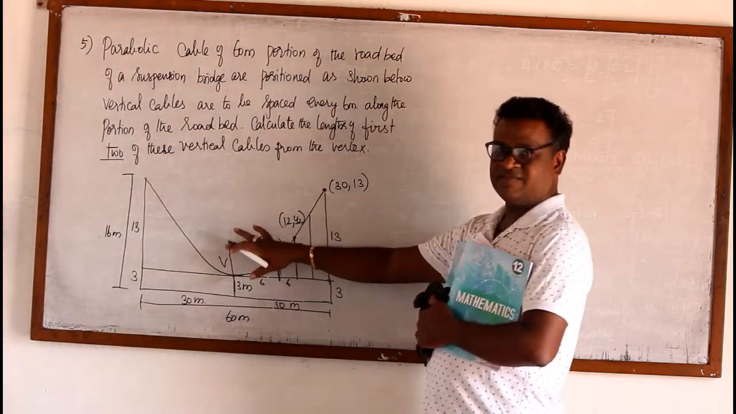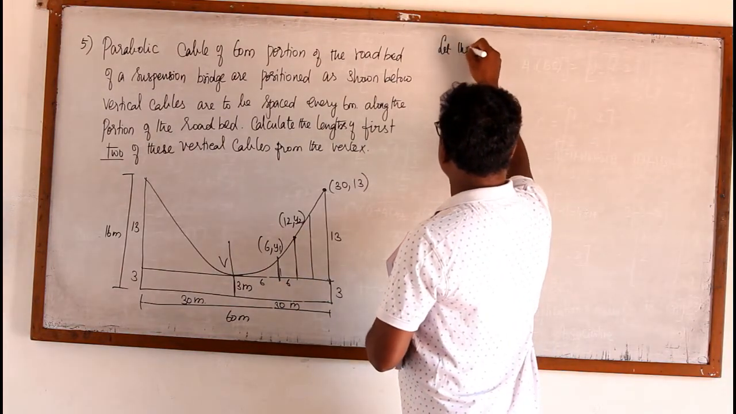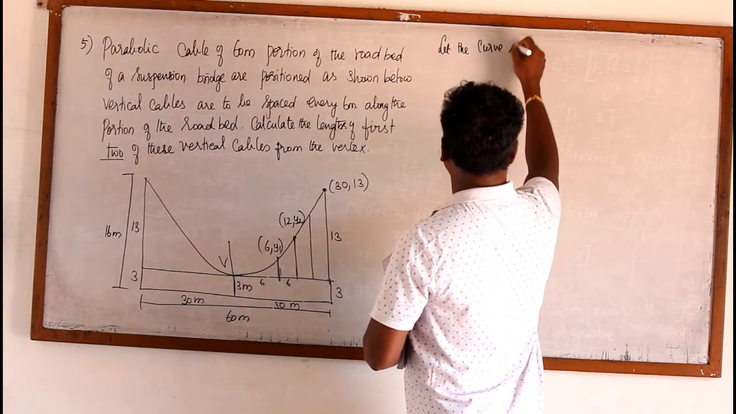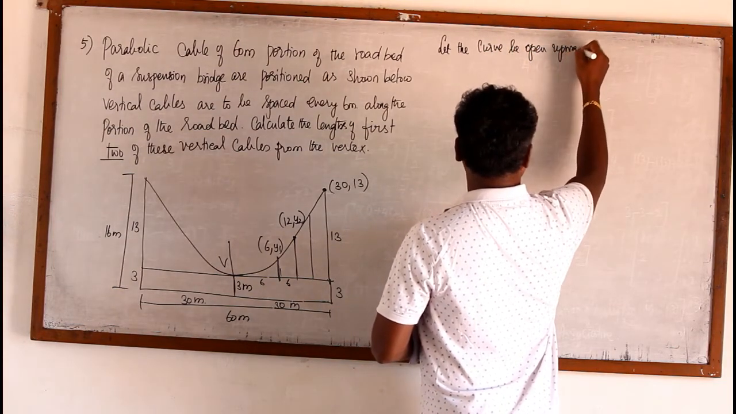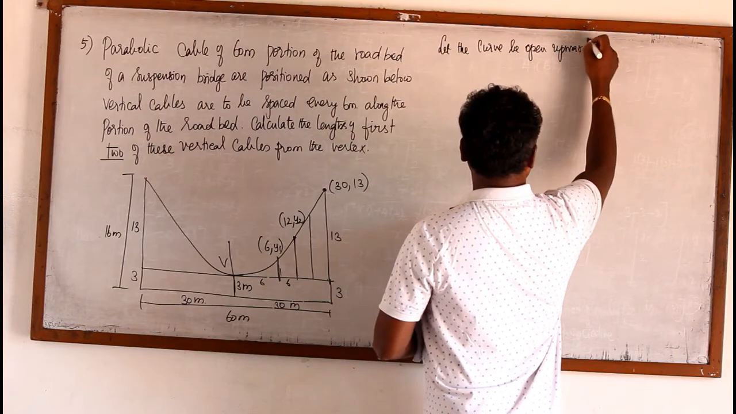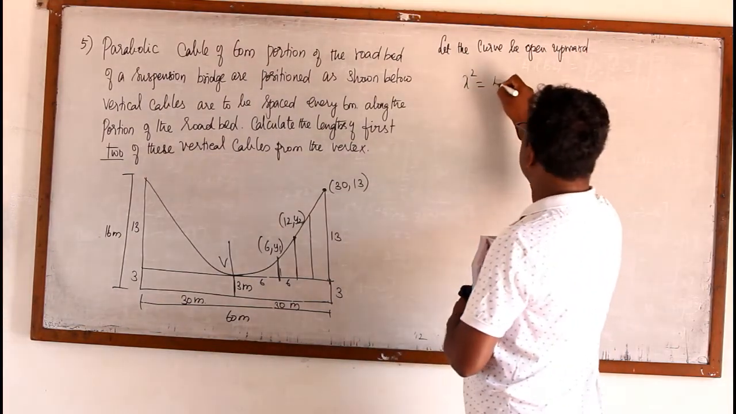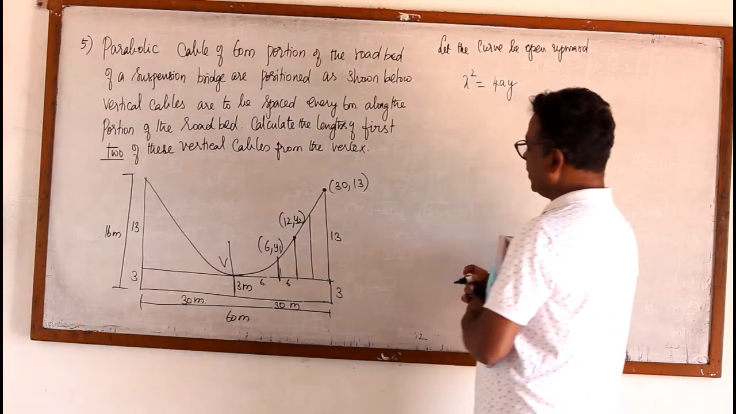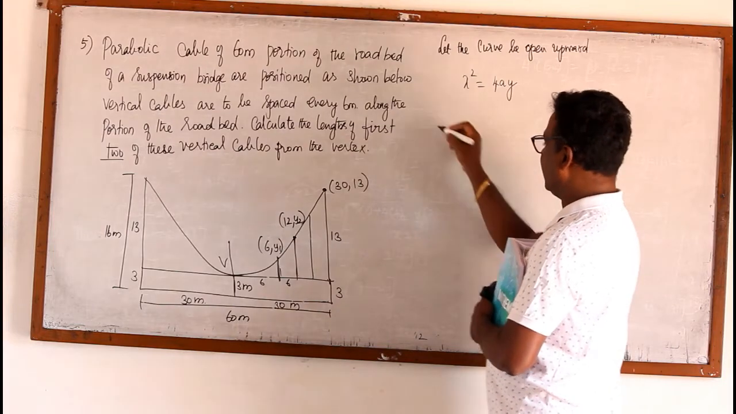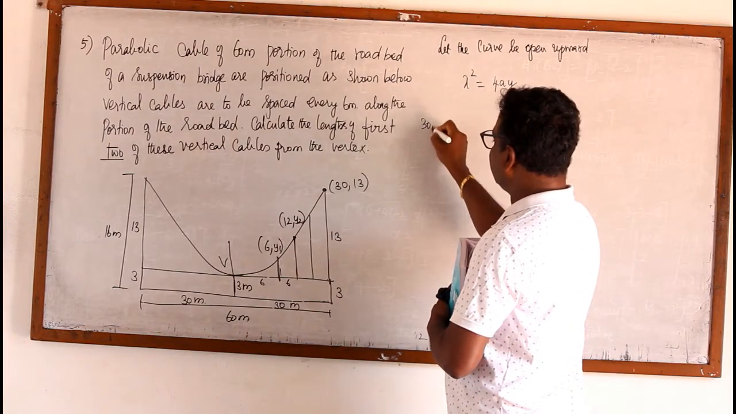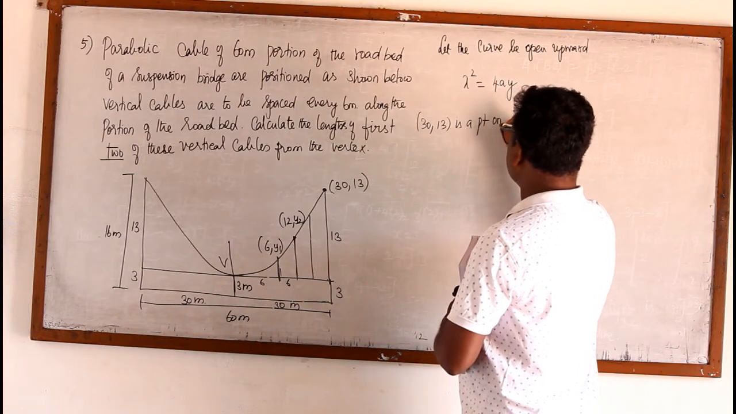Now listen here. The nature of the curve is open upward. Let the curve be open upward. Then the equation is symmetric about the y-axis, so x square equals plus 4ay. Now we shall take this point as a known point and we shall find the value of a. Now (30, 13) is a point on the curve.